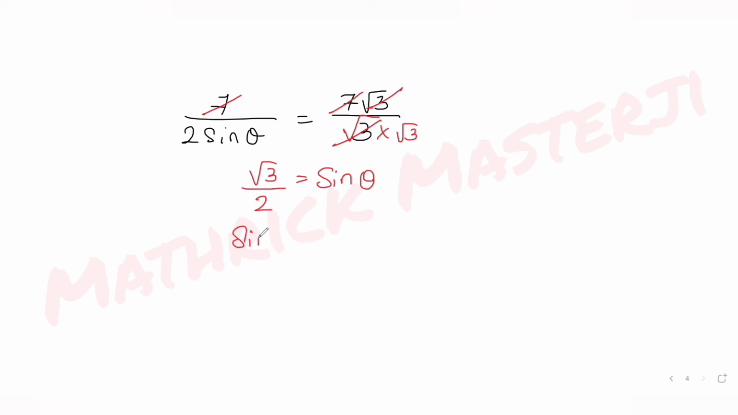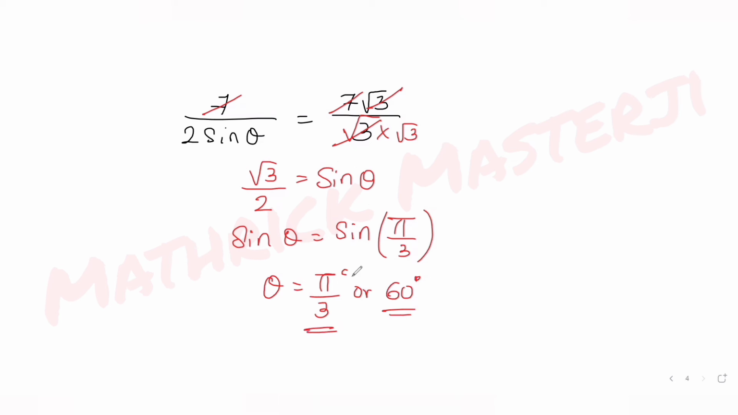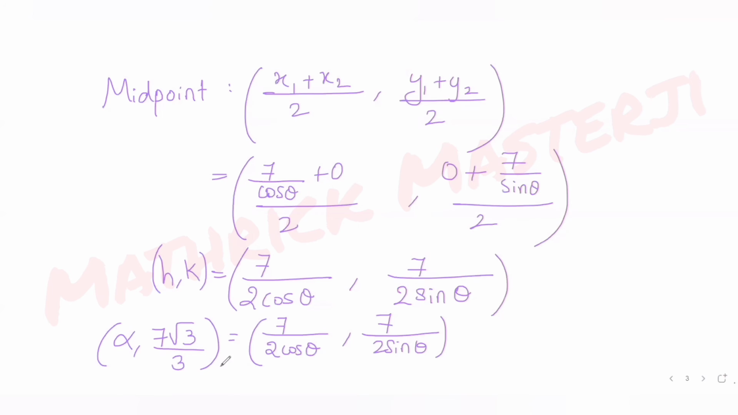So from here you get sin theta is nothing but sin 60, or I can write that as pi by 3. So sin pi over 3, that is sin 60. So you get here theta is nothing but pi by 3 radians, or I can write that as 60 degrees. So you get the value of angle theta here. Once you get the value of angle theta, you can just equate the x coordinates also.